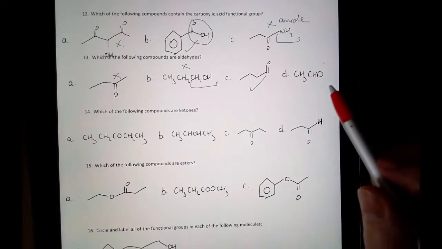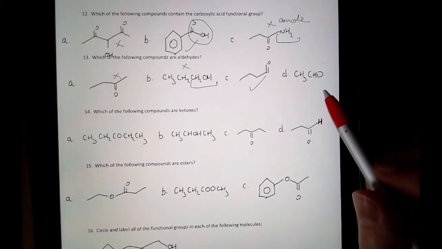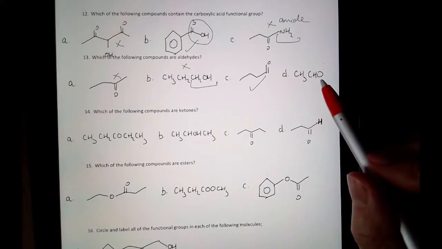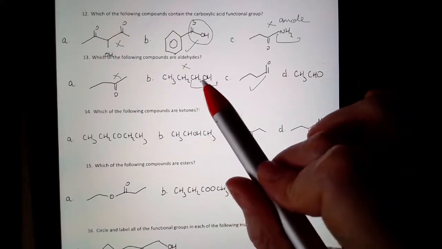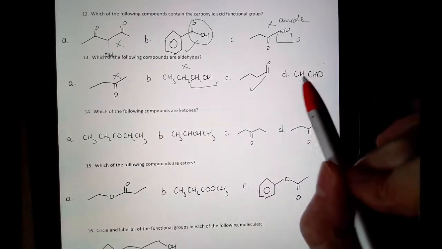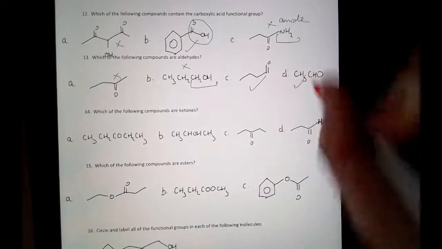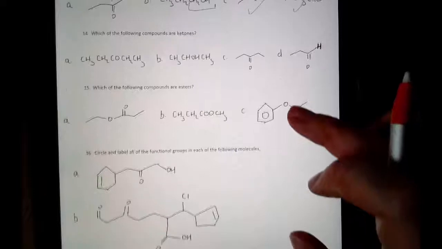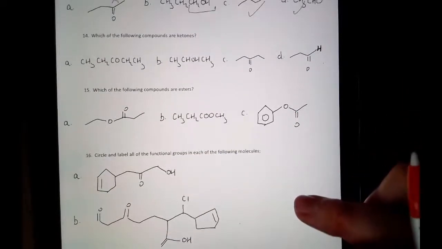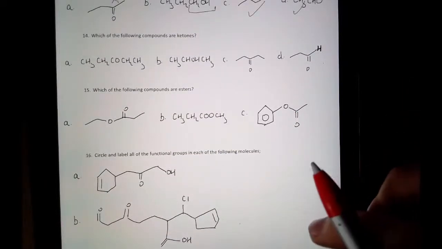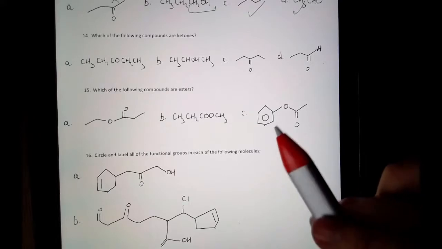And here in structural formula, the way you spot an aldehyde is that CHO. If it's OH, it's an alcohol. If it's CHO, it's an aldehyde. So I do have an aldehyde there at the end. If I'm looking for a ketone, I need that C double bond O in the center, just not at the end of the chain.